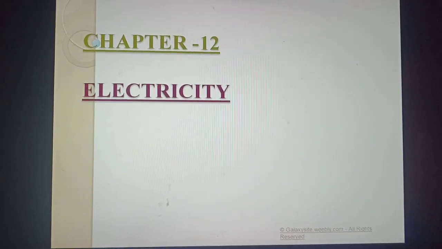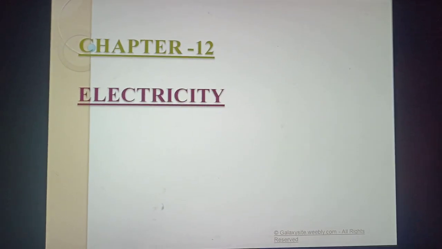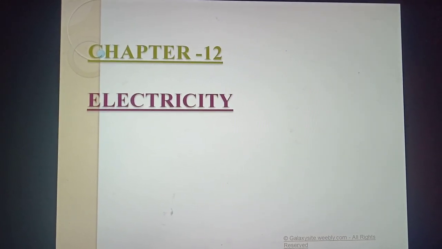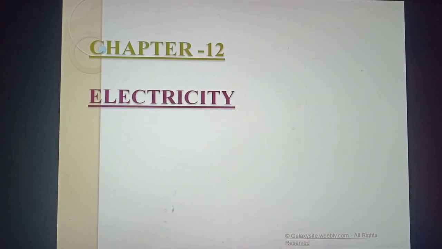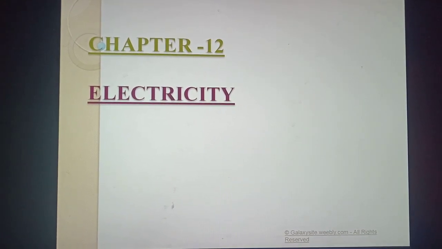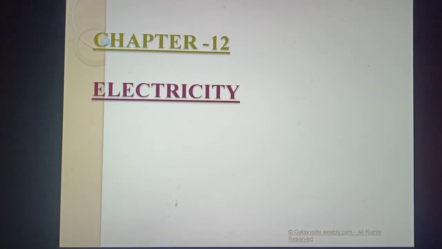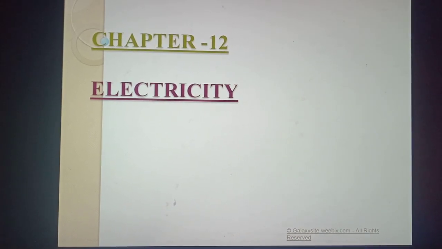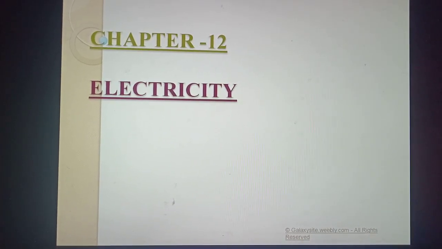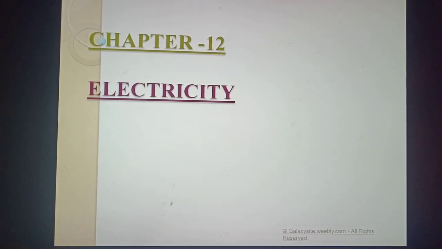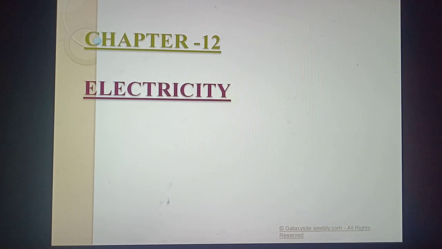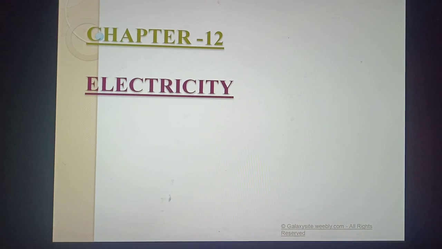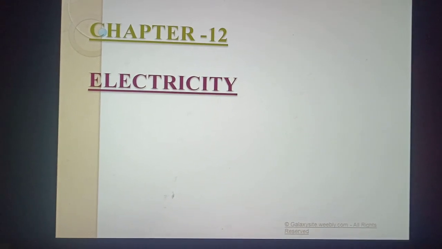Good morning, students. Today we are going to start our new chapter, that is electricity. Before starting this chapter, first of all we must know what is electricity. You have read about electricity in lower classes, like static electricity, the electricity which is stable at one place. That is called static electricity. But now here we are going to learn about current electricity.